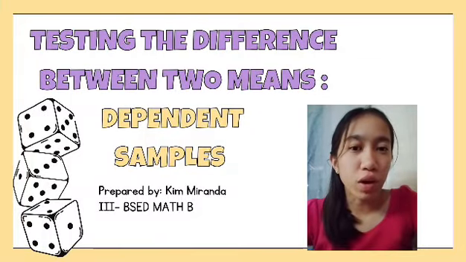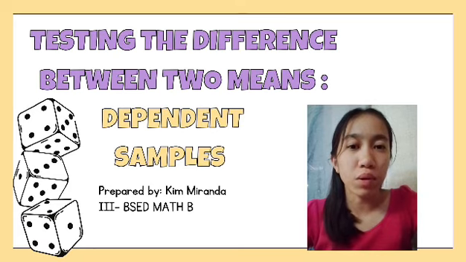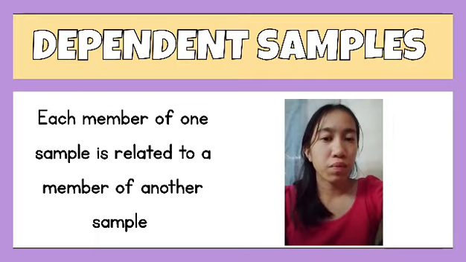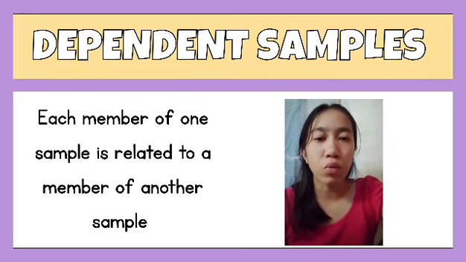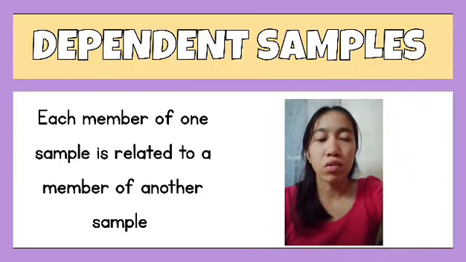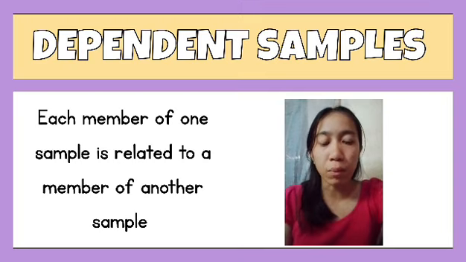Good morning everyone. So today we will discuss testing the difference between two means of dependent samples. First, let's define what dependent samples are. In dependent samples, each member of a sample is related to a member of another sample. A dependent sample test is also called a paired t-test.